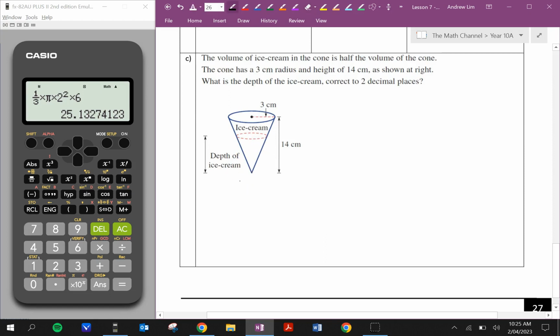In order for us to solve this, we actually need similar figures or similar triangles. So I'm just going to draw my perpendicular height there. I'm going to call this R for the radius of the ice cream, and I'll call this bit here D for the depth of the ice cream. Now, maybe pause the video and have a go with this one yourself, and when you're ready to check your answer, continue playing the video.